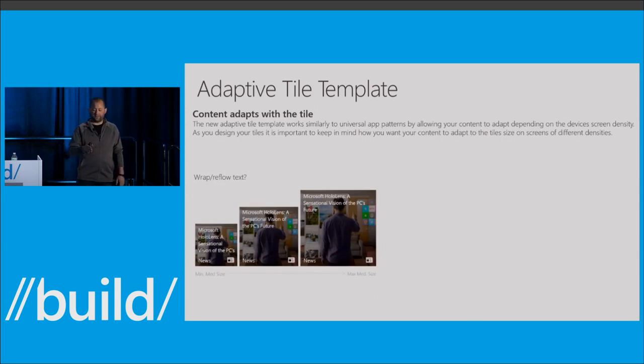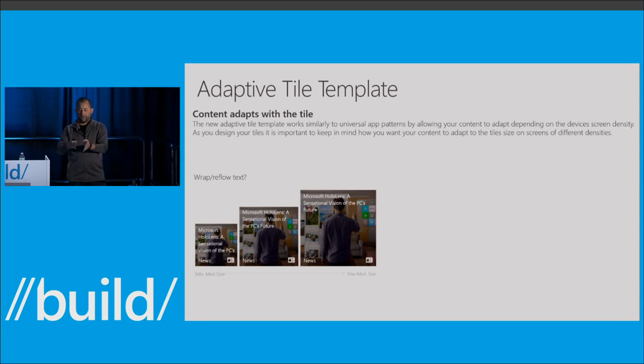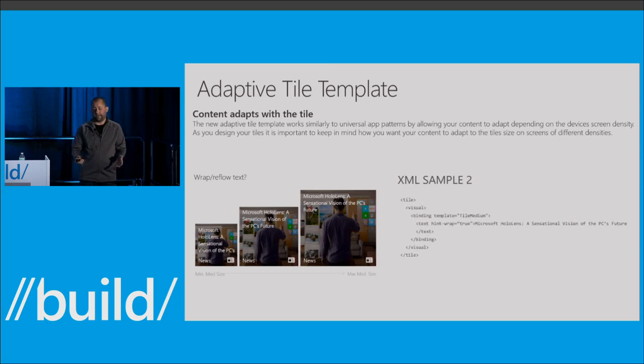On the small tile, you can't actually see quite all of the text in the string. On the medium tile you can see more, and on the most dense version of the medium tile, you can see the entire string. The way I've done that is actually pretty simple. If you look in the XML for hint-wrap equals true, I've just said wrap this text whenever you can. And on all of the medium tiles, it's tried to wrap the text.